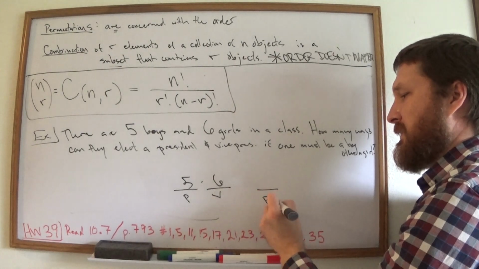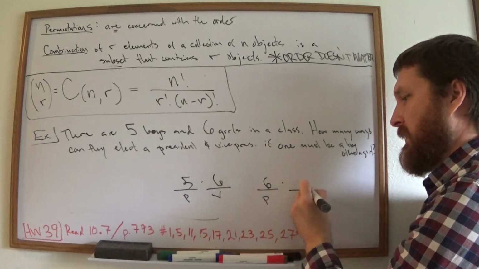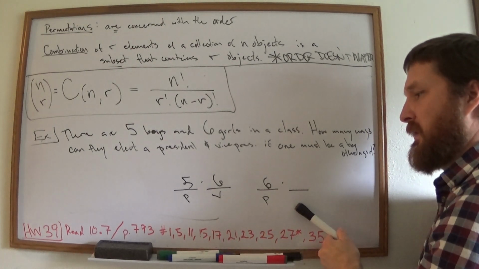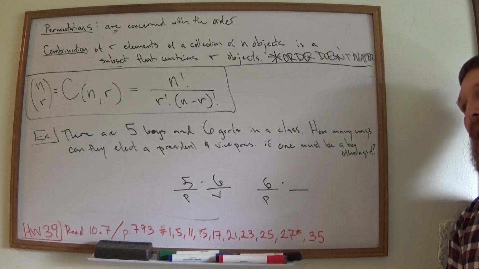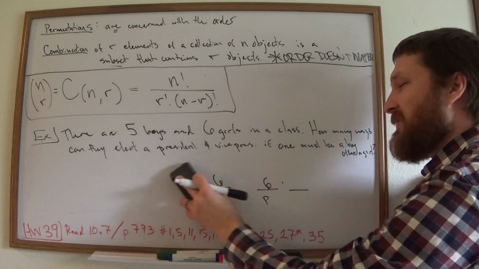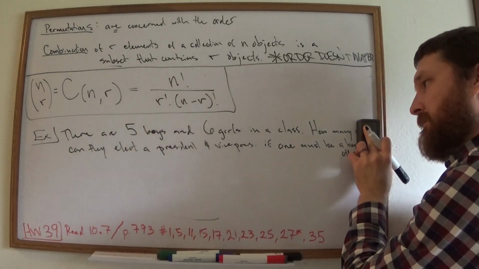Another way you could do it is that the president could be a girl, and so there's 6 ways. And then the vice president would be to choose one of them. Oh. Yeah, and you see, so I'm sorry. I'm really sorry. I should have come up with a better one here. Let's do it this way.